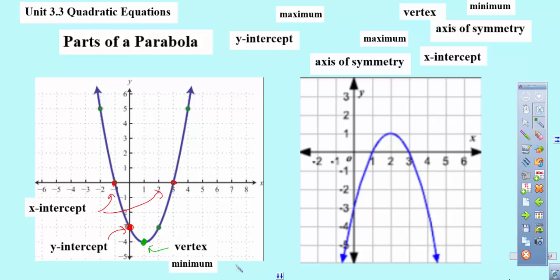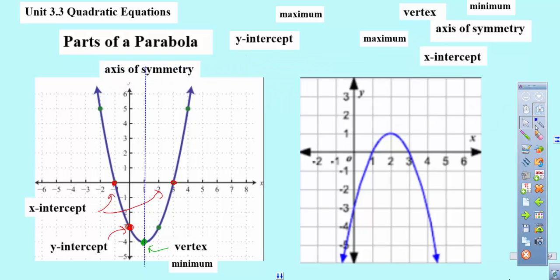Alright, let's see what else we have up here. Axis of symmetry. Our axis of symmetry is the special line that passes through the vertex. It's a vertical line, straight up and down in the middle of our parabola, and that's called our axis of symmetry. It's identified based upon its location in the vertex, so it will be an x equals. Since our vertex passes through x equals 1, our axis of symmetry will be x equals 1.